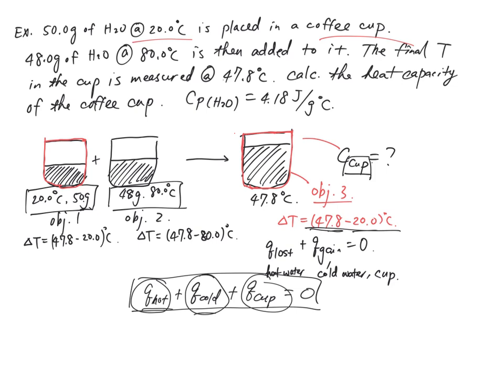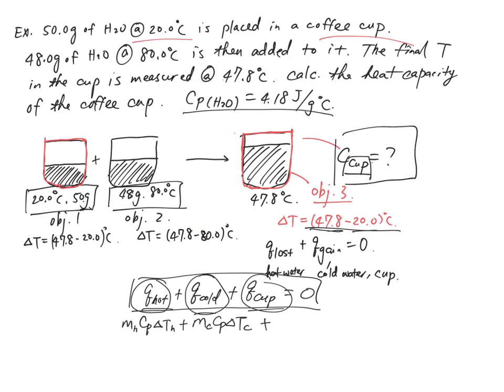Hot water and cold water are both water, and we know Cp of water, so obviously this should be M of the hot water, Cp of water, delta T of the hot water. For the cold water is mass of the cold water, same Cp, delta T of the cold water. And then for the cup, okay, we don't have a Cp, but we are looking for a C.